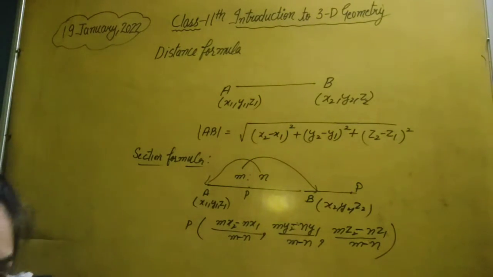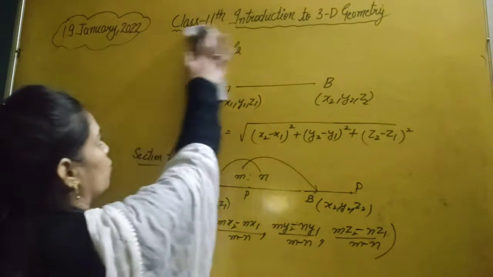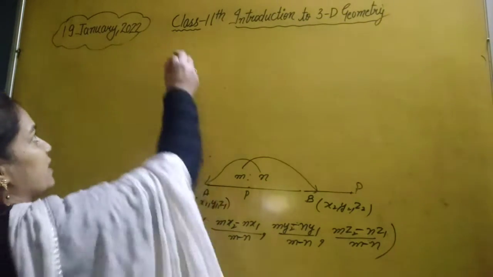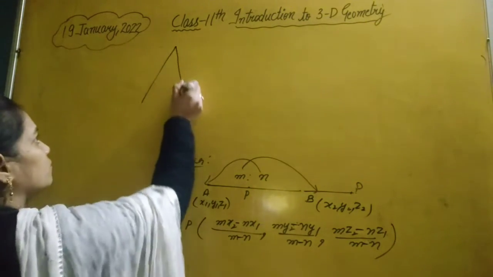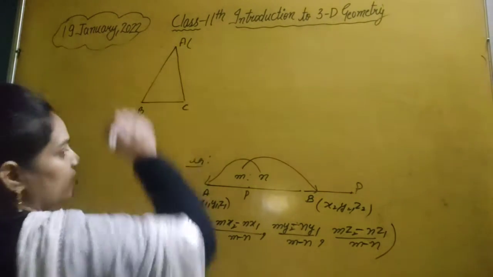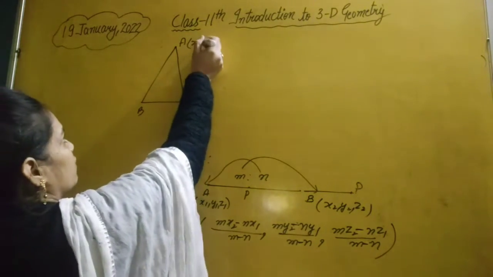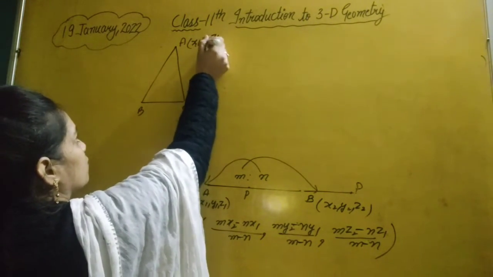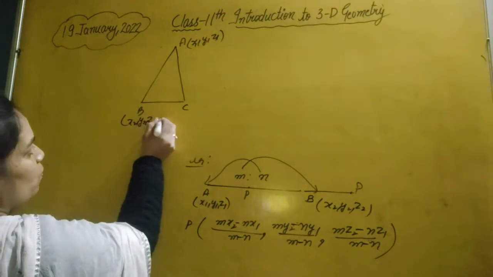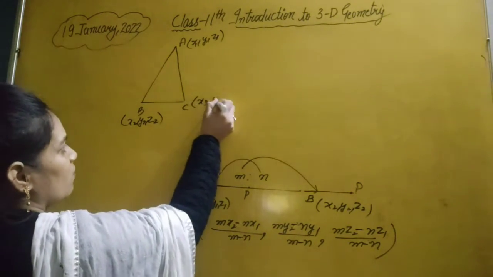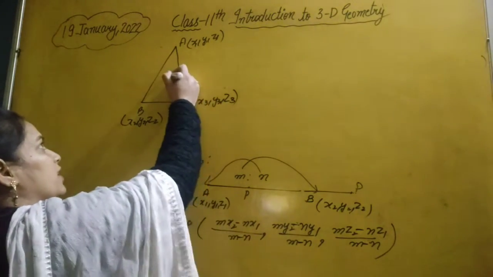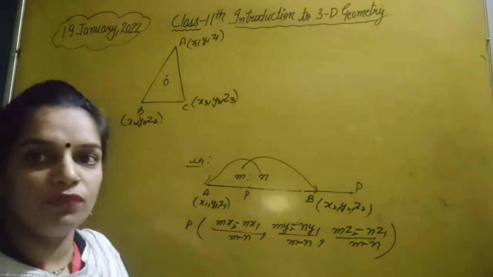Now we will discuss the coordinates of the centroid of a triangle. Let us assume this is a triangle whose vertex A has coordinates x1, y1, z1, B has coordinates x2, y2, z2, and C has coordinates x3, y3 and z3. Then O is the centroid of this triangle.